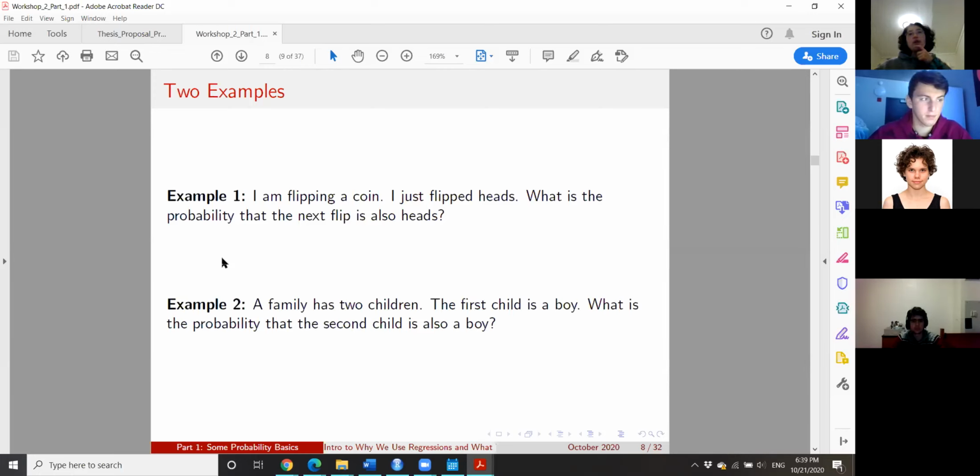Example 2. A family has 2 children. The first child is a boy. What is the probability that the second child is also a boy? One over 2. Yeah, so this is actually a very interesting thing. This is the standard answer, 1/2, and this is a question and an answer that appears in a lot of probability books.